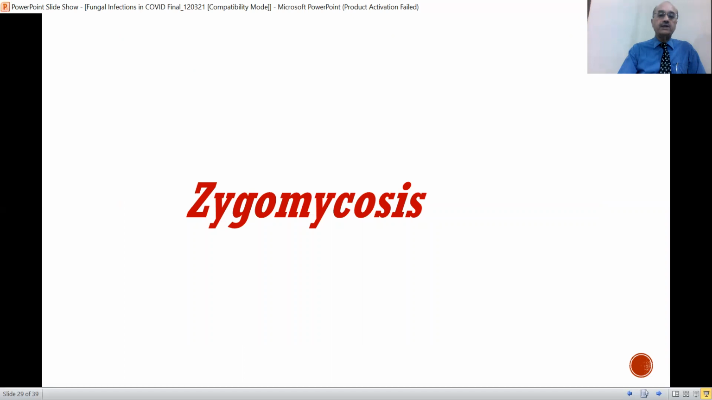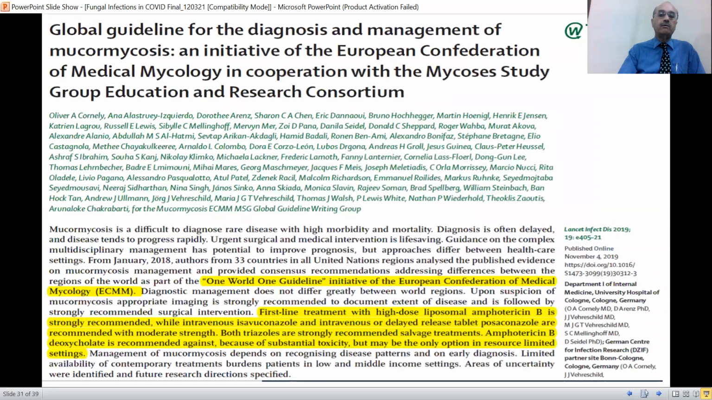Coming to zygomycosis and mucormycosis, a lovely paper is published, the global guidelines for the diagnosis and management of mucormycosis, and they formed one world, one guideline, which was an initiative of the European Confederation of Medical Mycology, and they found that the first line treatment is with high dose liposomal amphotericin B.